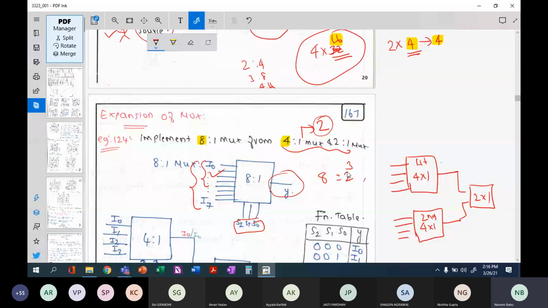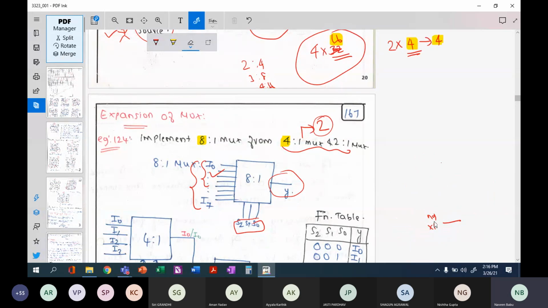Let me quickly take another problem. Anyway, I'll explain this particular part again, similar to what we did in the decoder part, where you got familiarized with how to select the number of decoders. I'm just going to give you a random problem. Say for example, I want to implement a 32x1 multiplexer using 4x1 multiplexers. So this is the problem statement.